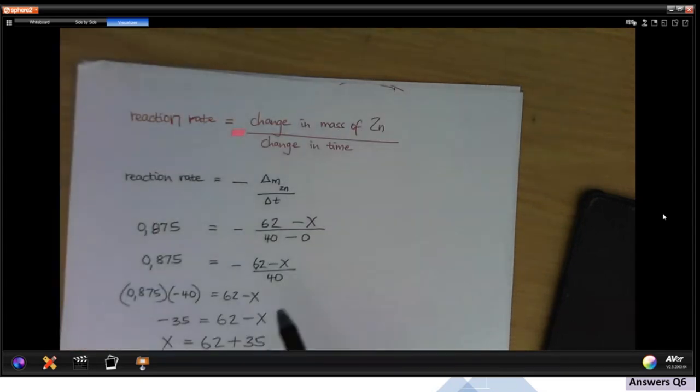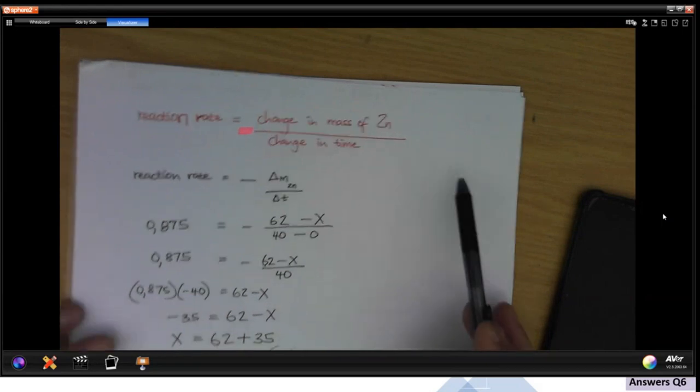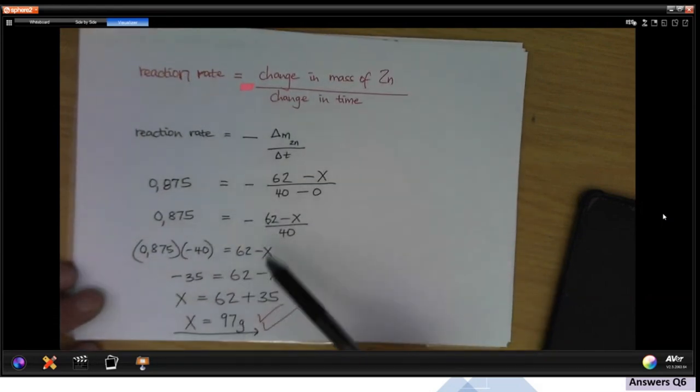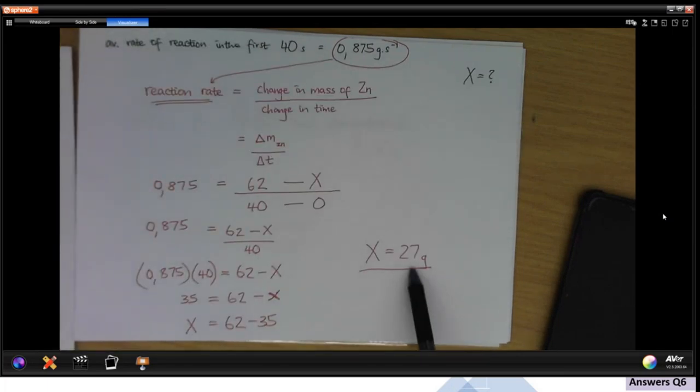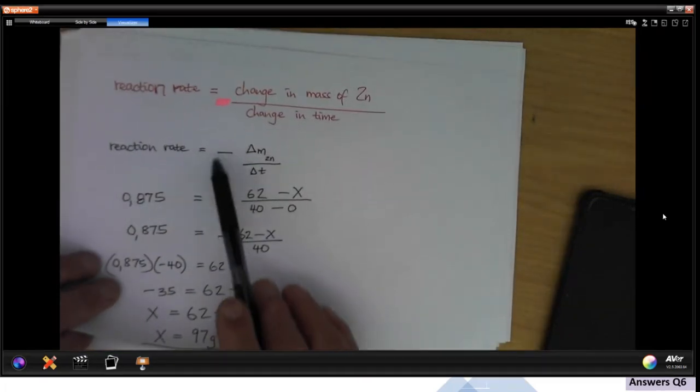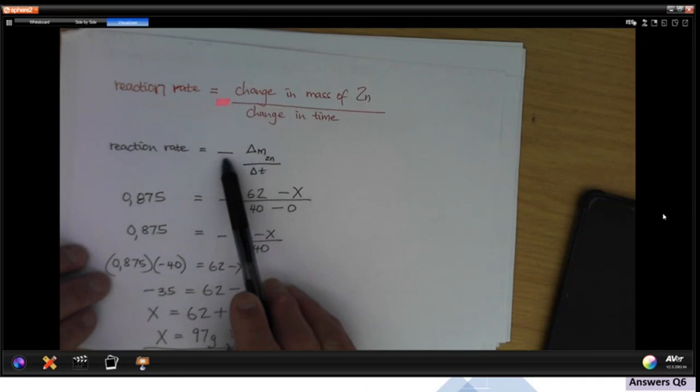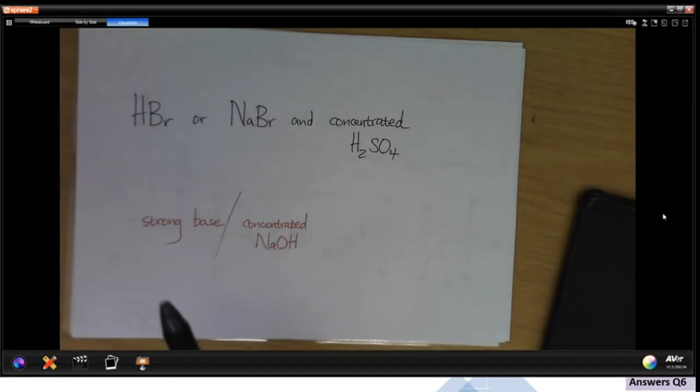We then went on to look at this calculation in connection with reaction rate. Remember, we came to 97, not the 27, right? Logically, that would not be correct. And there we found out that it's 97 by virtue of the fact that when you're looking for a reactant, it must have a negative sign here in front.